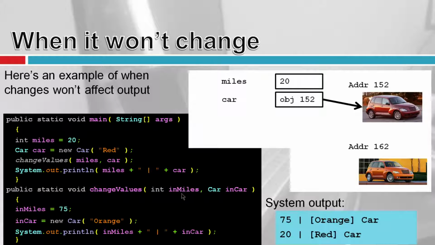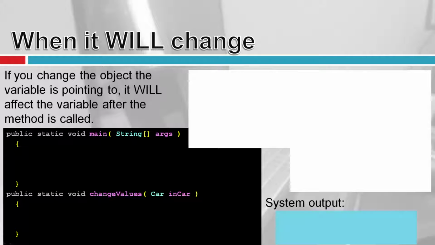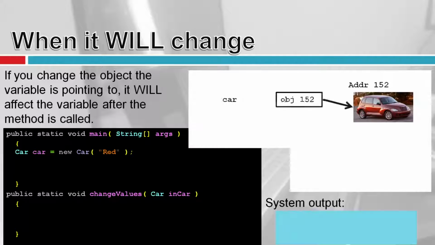Remember, I'm copying the values into the method. Now, here's where it gets kind of strange. Now, if I change the object itself, it will actually stay when I leave the function. So in the previous one, I created a new orange car. Here, I'm going to create a red car and set car equal to that value. I'm going to call change car values and pass in the reference to that red car. So both variables are pointing to the same red car at address 152.